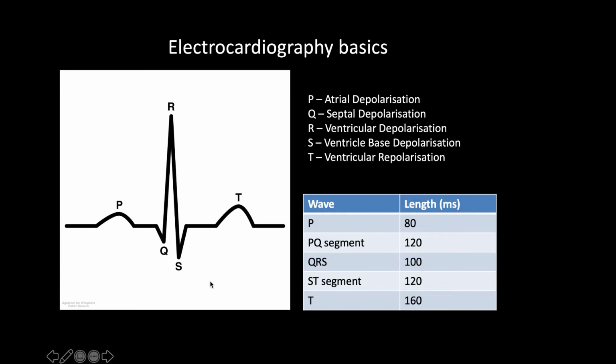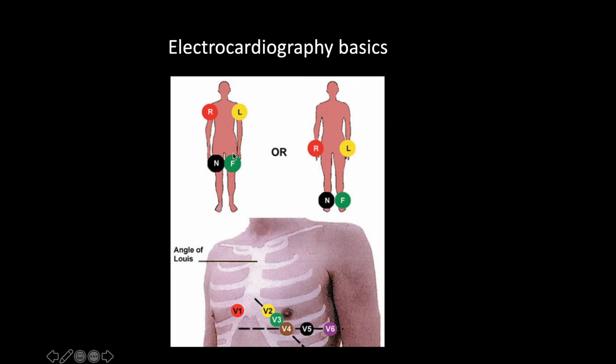All right, so this is what I mean by 10 electrodes creating 12 leads. So you have the left arm, right arm, right leg and left leg, and you put the green electrode on the left foot, the yellow electrode on the left arm, the red electrode on the right arm, and the neutral one on the right foot.